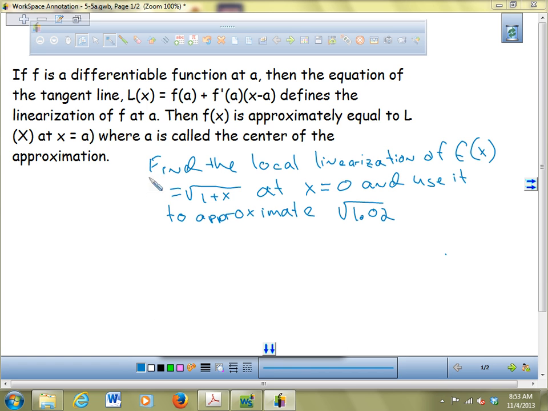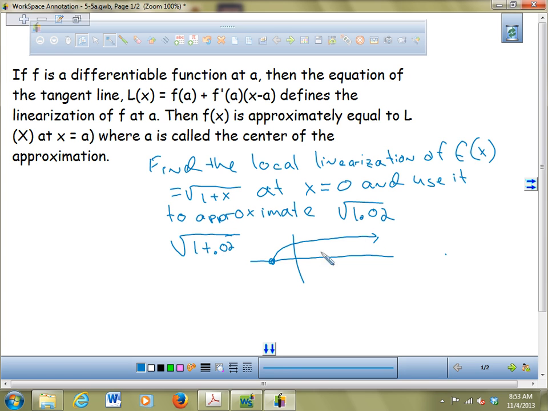So, in any case, find the local linearization of f of x and use it to approximate the square root of 1.02. The square root of 1.02 can be thought of as the square root of 1 plus 0.02, right? So I use the function square root of 1 plus x, which looks like a square root function, and it starts here at -1, and it goes like this.